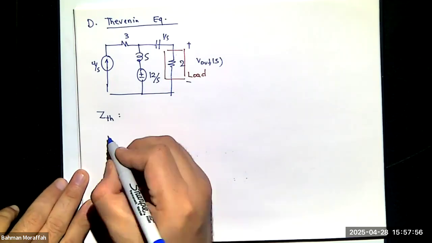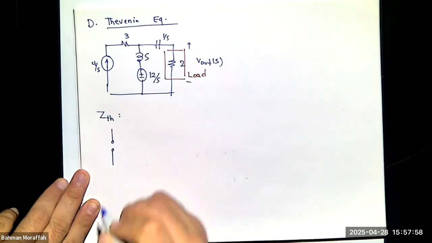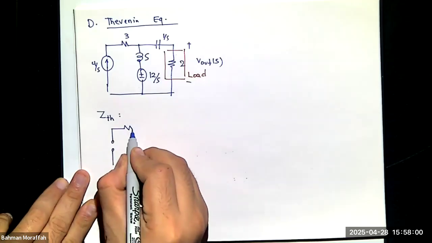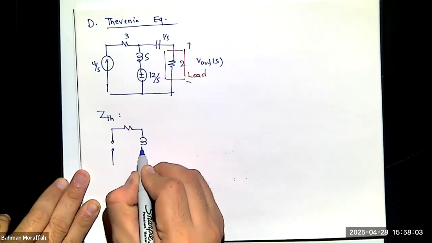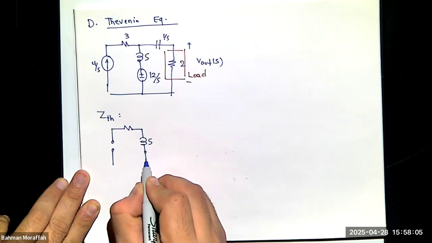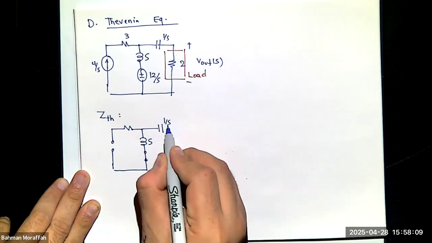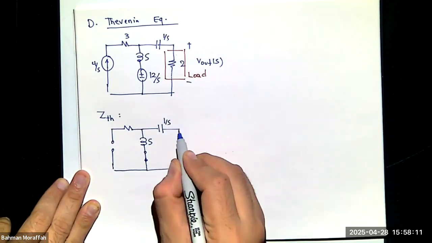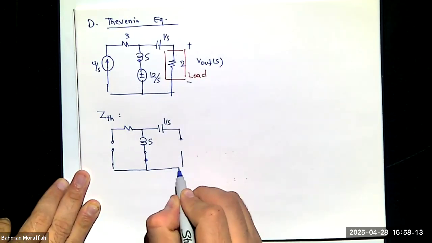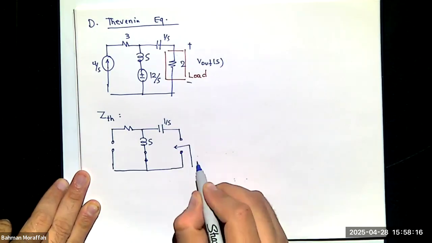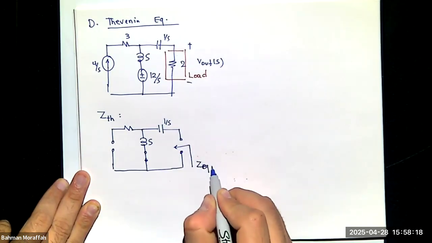Right? I know if I have a current source, it becomes open. If I have a voltage source, it becomes short. And now I have a resistive circuit. I can find Z equivalent, which is Z Thevenin.